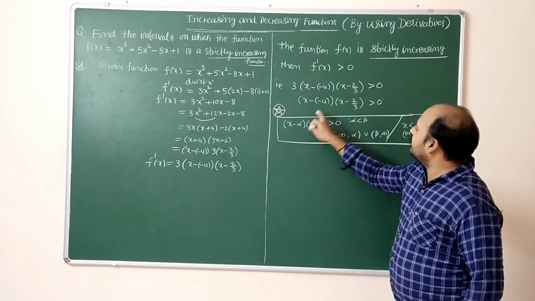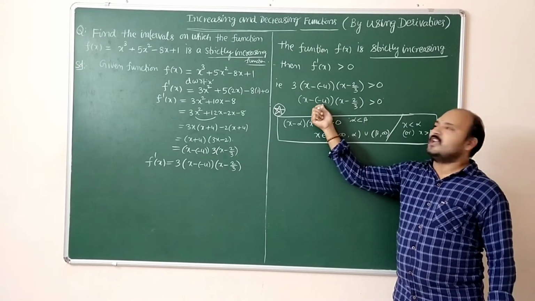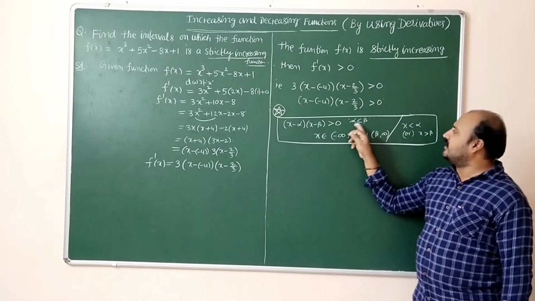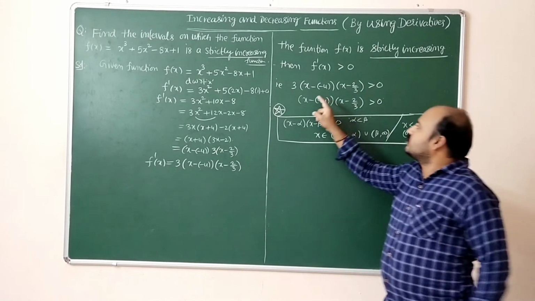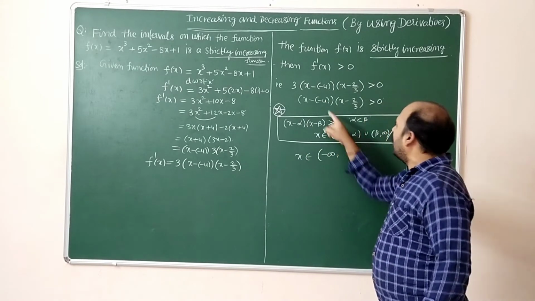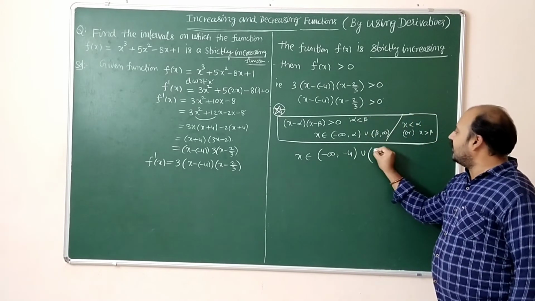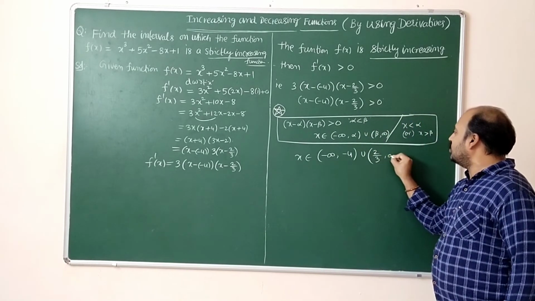So what is the alpha value? Minus 4. Beta value is 2 by 3. When compared with 2 by 3, minus 4 is obviously less, so alpha is less than beta is also satisfied. So now x belongs to which interval? Open interval of minus infinity to alpha, alpha value is minus 4, union beta to infinity. Beta value is what? 2 by 3 to infinity.